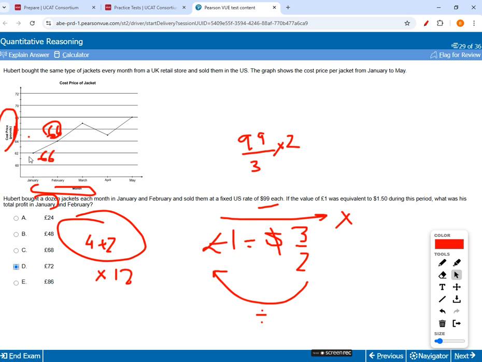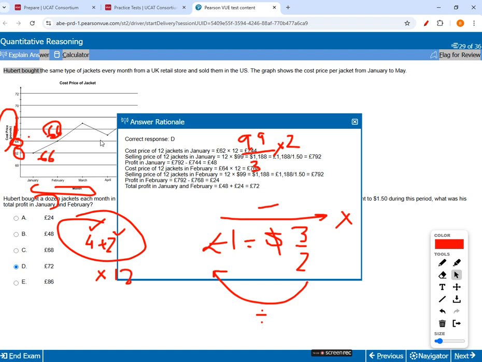How much was that in this one? That's 62. He bought it for 62, sold it for 66. Per jacket, he made a profit of 4. Next month, Feb, he sold it for 66, bought it for 64. Profit he made is 2. 4 plus 2, because I'm adding the 2 months, is 6. 6 times 12, 72. That's the answer. Let's double check. Right, indeed it is D.